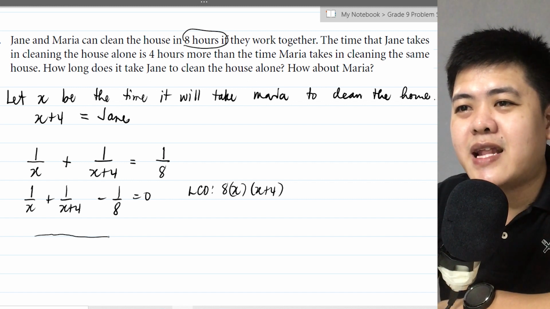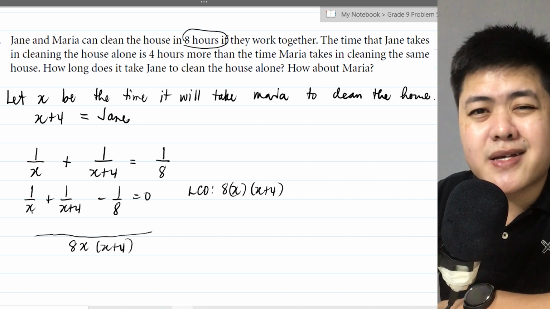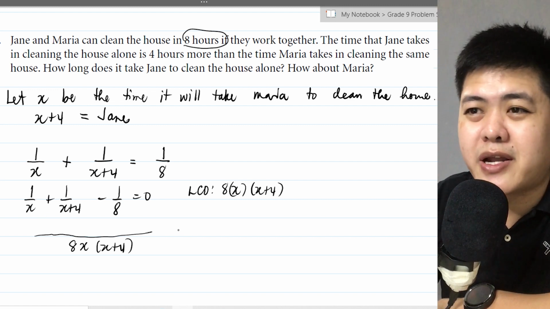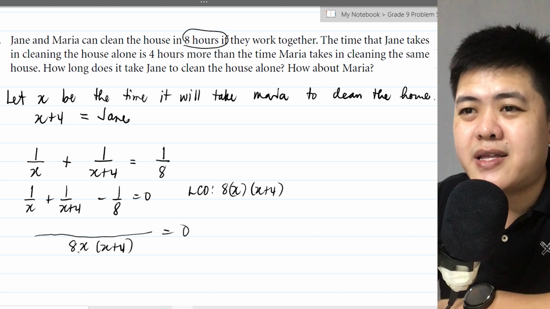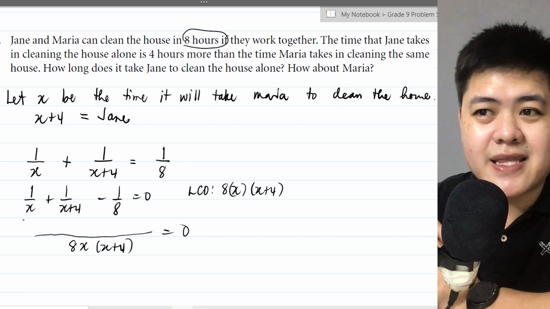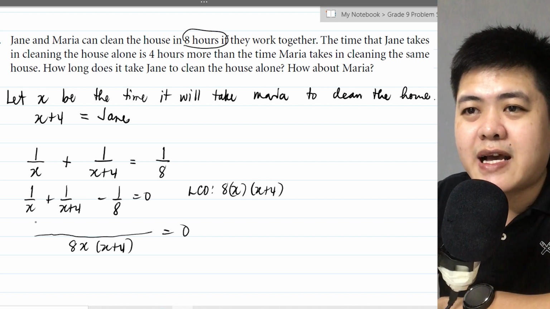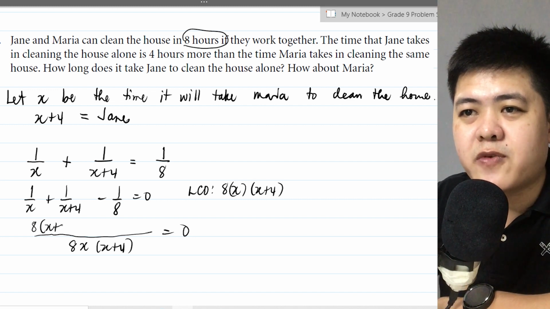Our technique, we know that the denominator will become 8x times x plus 4. Here, x is what's missing. So, basically, this is what happens. You divide 8x times x plus 4 by x. So, what's missing there is 8 and x plus 4. So, that multiplies to the numerator, which is 1. So, what's left is 8 times x plus 4.